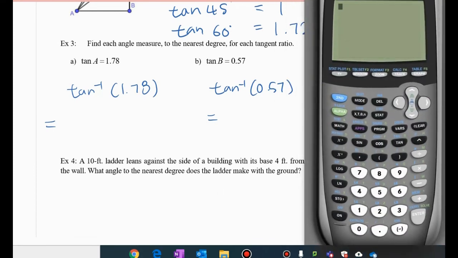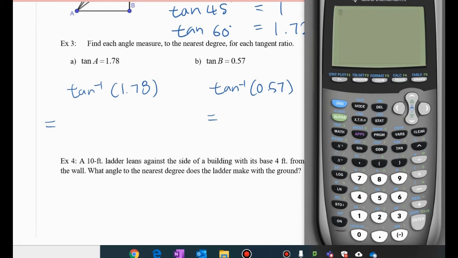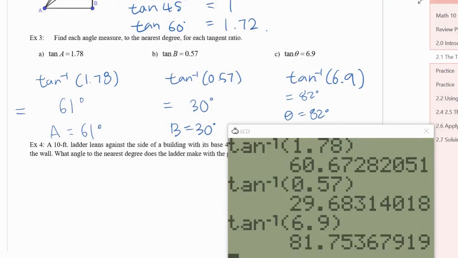Alright, everyone, I assume that you guys paused the video and tried those 3 questions, and I'm gonna go over those 3 questions. Here's the answer. You use inverse tangent 1.78, you get 61 if you round it. And use inverse tangent 0.57, you get 30 degrees if you round that. And C is 82 degrees if you round that. Okay, let's move to the next question.